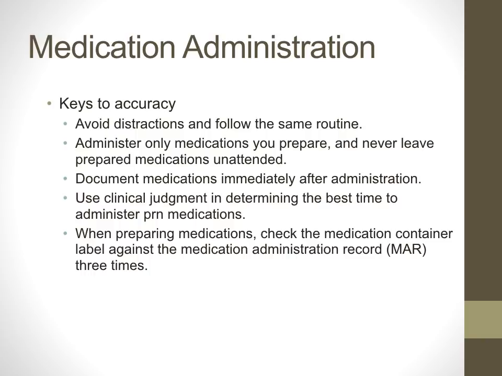Use your clinical judgment in determining the best time to administer PRN medications. If a patient gets a medication every 4 to 6 hours and it's only been 2 hours since they've had the last dose, it's not a good time to give them their next dose. When preparing medications, make sure you compare the medication container label against the medication administration record at least 3 times. These are going to be your 3 checks. All of these are going to help reduce the medication errors.